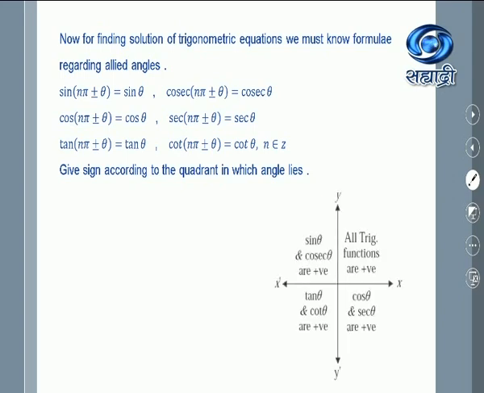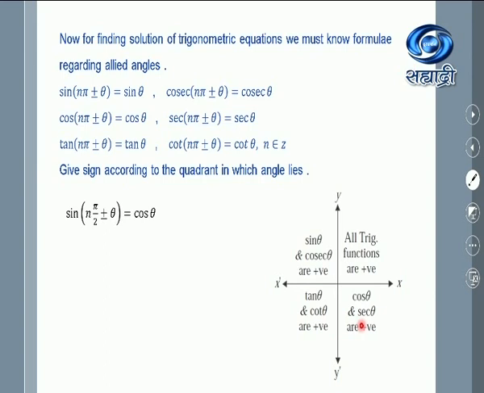Now this is the rule to choose the plus minus sign, and this you have done already last year. In the first quadrant, all the trigonometric functions are positive. In the second quadrant, only sin theta and cosec theta are positive. In the third quadrant, tan theta and cot theta are positive. In the fourth quadrant, only cos theta and sec theta are positive. Okay, so keep these things in mind.